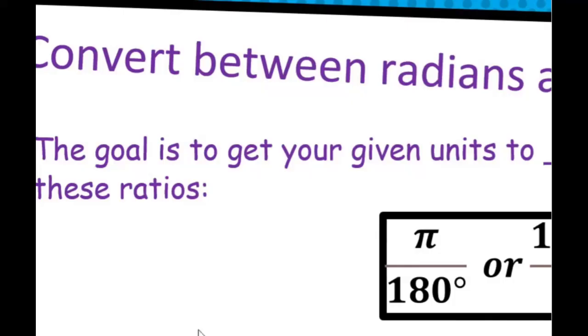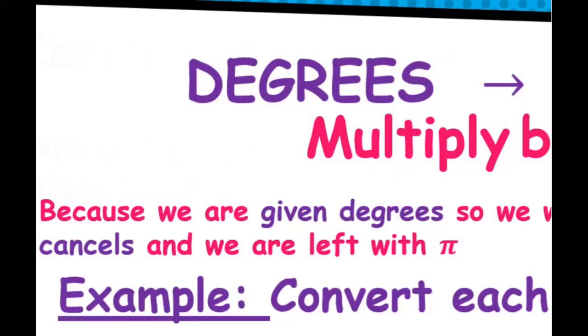So we're going to start by setting up our conversion by multiplying the given angle by one of the 2 ratios so that our initial angle will cancel and leave us with the desired unit. So for instance, if we start off with degrees, I'm going to use the pi over 180 degrees, where I want 180 degrees in the denominator. And why is that? Because I'm given degrees to start with and I want my degrees to cancel.